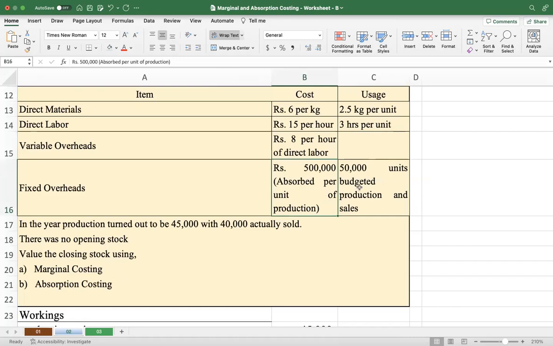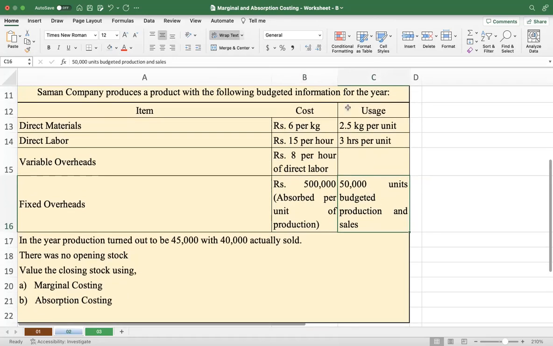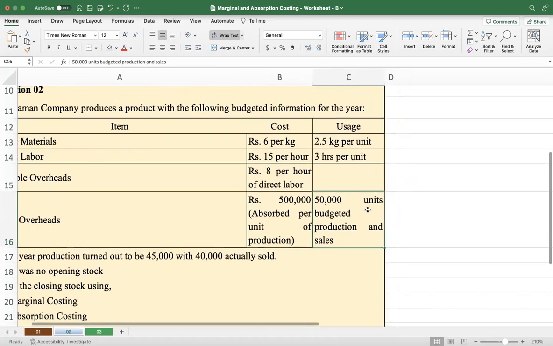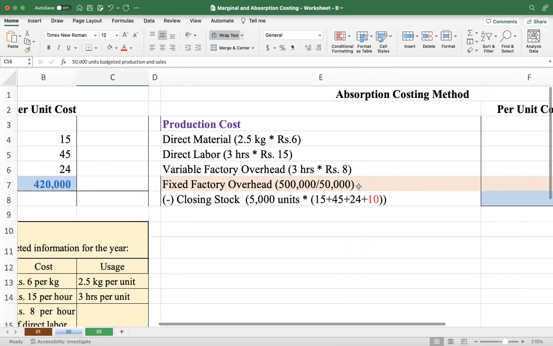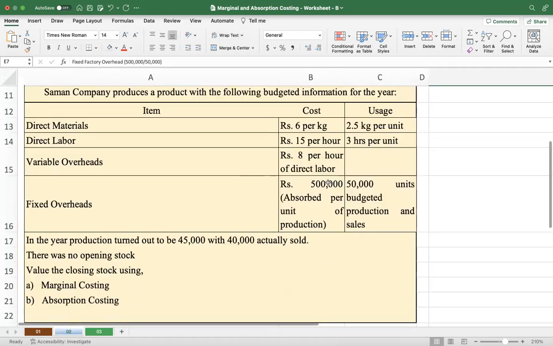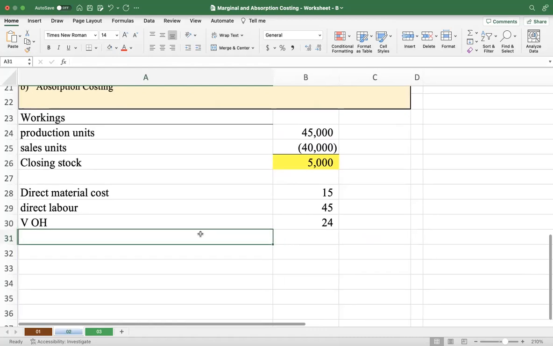Now they have given the condition that per unit of production, it will be absorbed. Now we need to find the production. Remember, this is the criteria we have to use. It's given here in front of that value. So we should not take this 45,000 or 40,000. We have to take the condition that we have been given here. So 500,000 rupees, we need to divide by the 50,000 units budgeted production. It's shown here, so we'll do it separately.